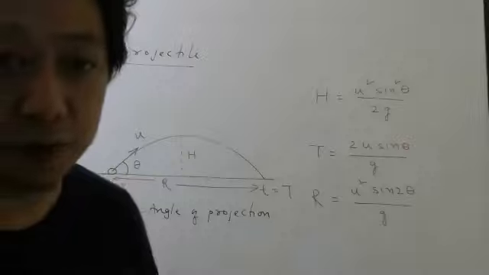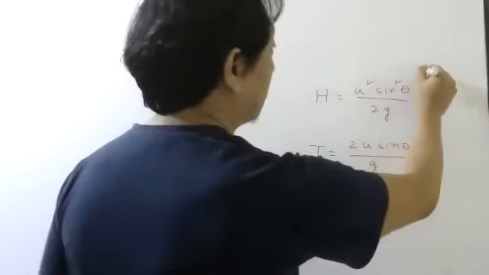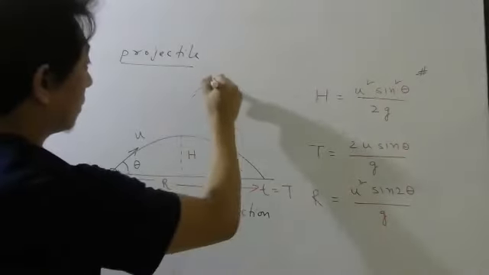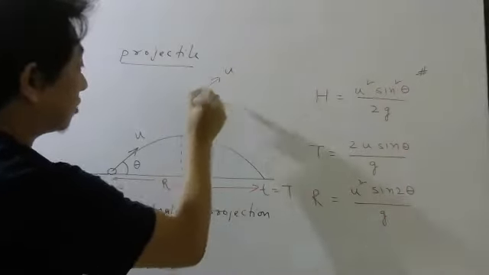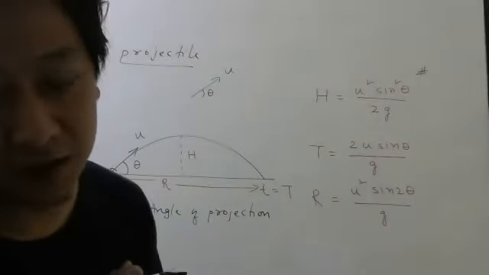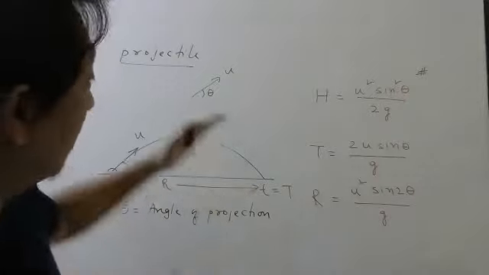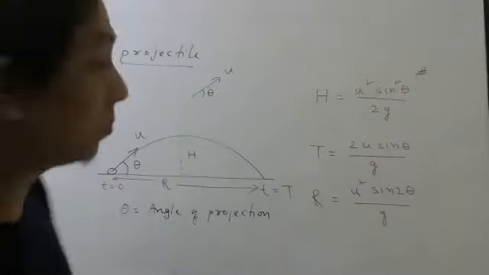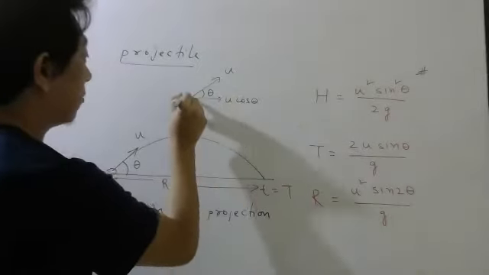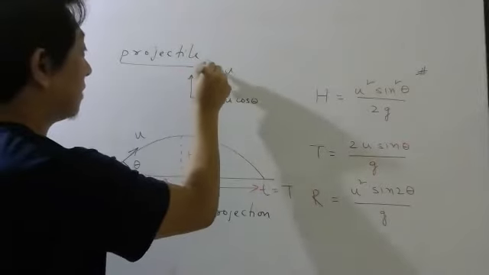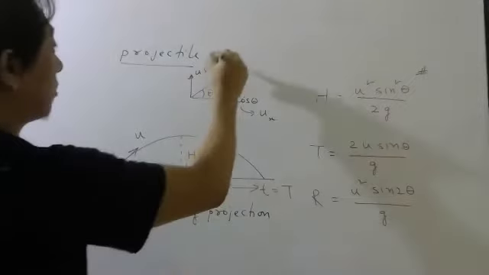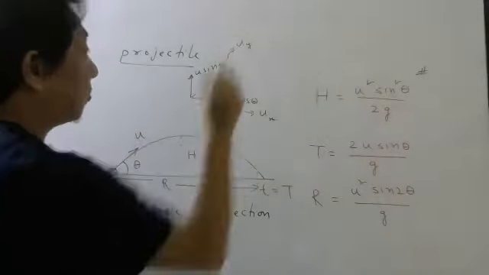Also, I told you, try to remember for entrance exams. You can see that this u is at an angle theta, right? So you can break or resolve this initial velocity into two components. One will be u cos theta and one will be u sine theta, right? This is what we call ux, x component, and this is what we call uy, y component, right?